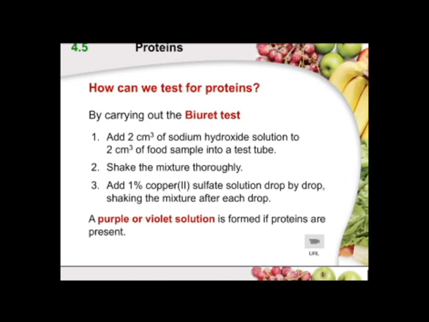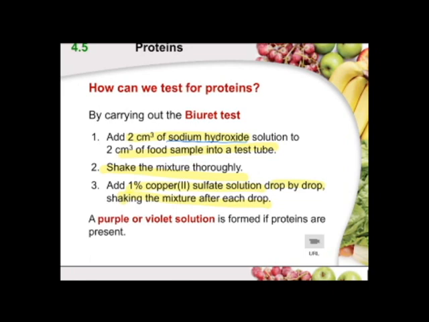So what you should do is, first of all, add 2 cm cube of sodium hydroxide to the food sample. Then you shake it. So the first step is to add sodium hydroxide in 2 cm cube. Whereas for copper 2 sulfate, you add drop by drop and you shake after every drop. A lot of students tend to confuse which one should be first, sodium or copper. So always think of it as sodium starts with S, so S comes before C, copper. So that's one way you can remember. If not, you can have other interesting ways to remember.